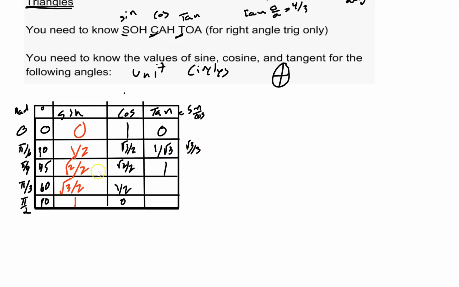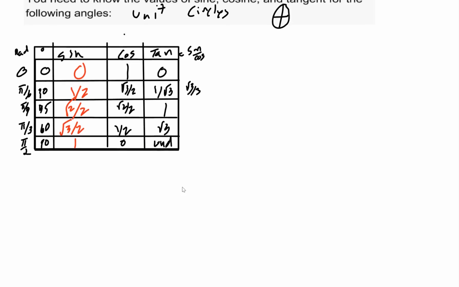Rad 2 over 2 over rad 2 over 2 is the same, 1. Then you get rad 3 over 2 over 1/2. Again, the 2's cancel out, and you just get rad 3. And then 1 over 0 you cannot do. That's undefined. If you do the table along with that, you have to know your All Students Take Calculus, I should say.